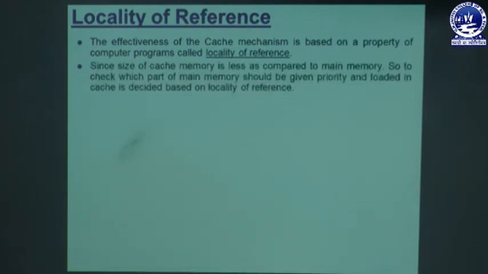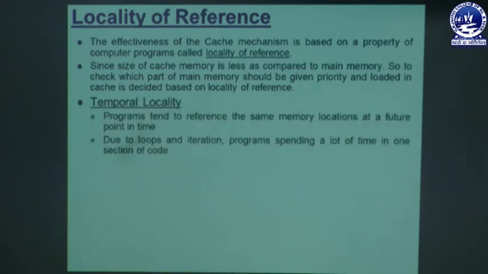Since the size of the cache memory is less as compared to the main memory, we need to check which part of the main memory should be given priority and loaded in the cache. That is decided by the locality of reference. There are basically 2 types of locality of reference, or you can say to choose the main memory blocks we use 2 techniques: one is temporal locality of reference and another one is spatial locality of reference. Okay. So, first let us go to the temporal locality of reference.